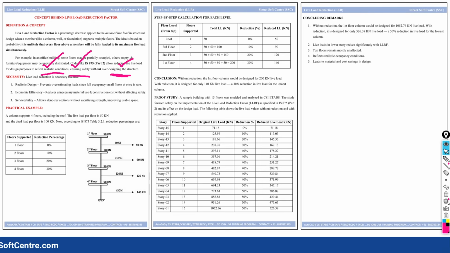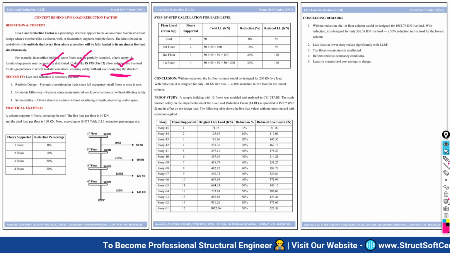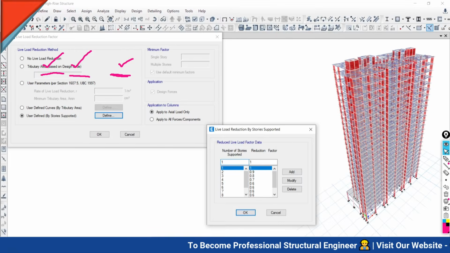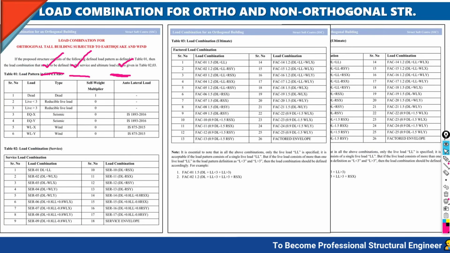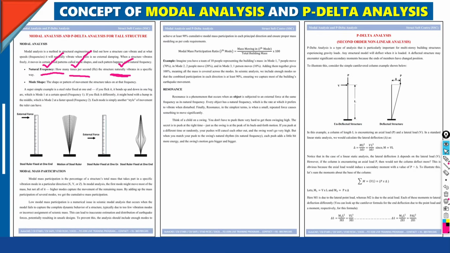It's a very good clause given by your IS 875 Part 2. For the live load reduction, you have a chance to reduce the live load, so your design will be economical. So how to implement it in the ETABS software, we are going to learn that. And now load combinations for the tall structure we are going to define, and then finally we are going to do the modal analysis.